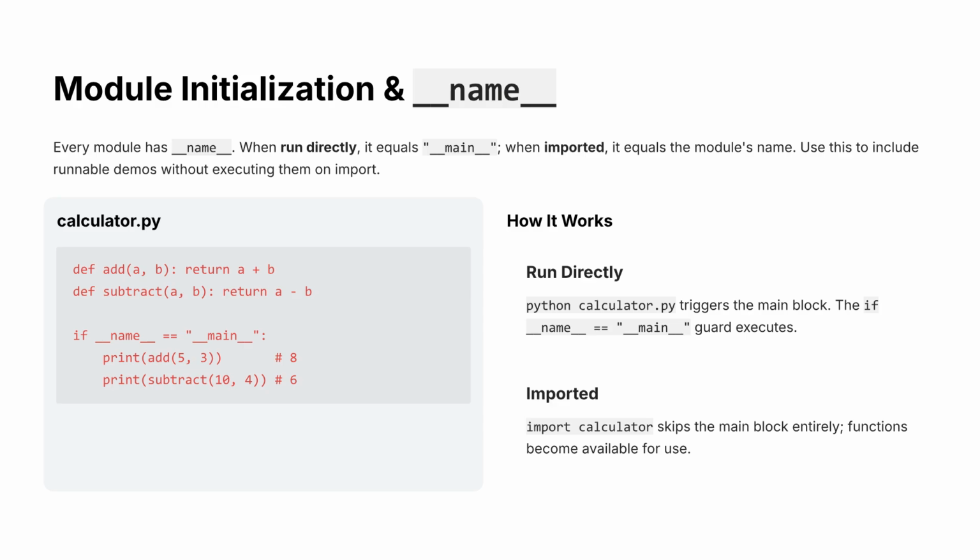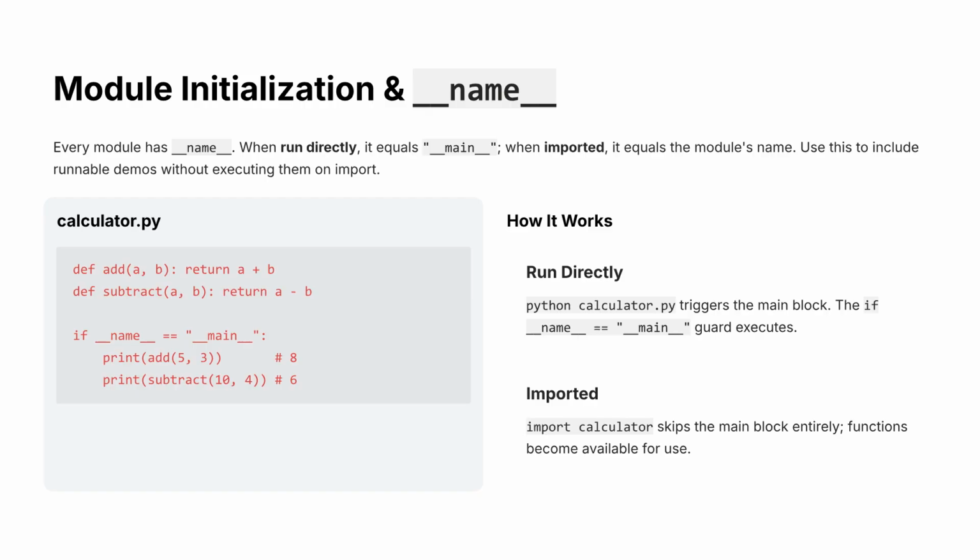$name. When you run a file directly with python calculator.py, __name__ equals the string "__main__". But when you import that same file from somewhere else, __name__ equals the module's actual name, like calculator. So the pattern is, wrap your runnable code in if __name__ == "__main__".